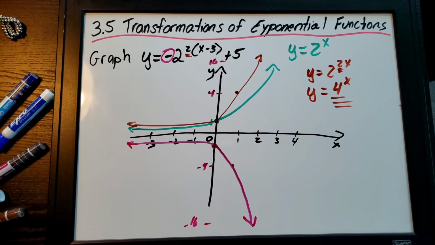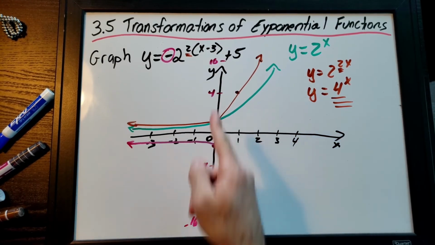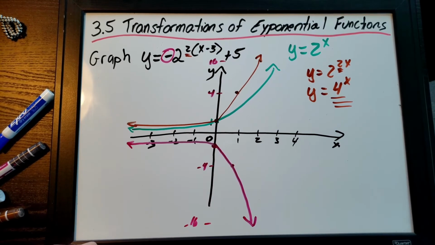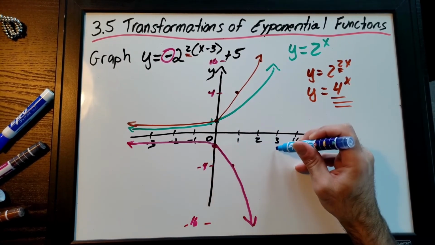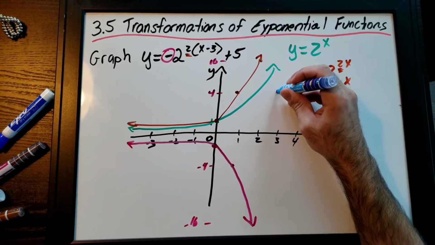Now the last two. The last two are going to be the 3 and the 5, the d value and the c value. I got to move 3 units to the right and 5 units up. 3 units to the right, so I'm going to take this point, 1, 2, 3, and 5 units up, which brings me up to this 4 over here.